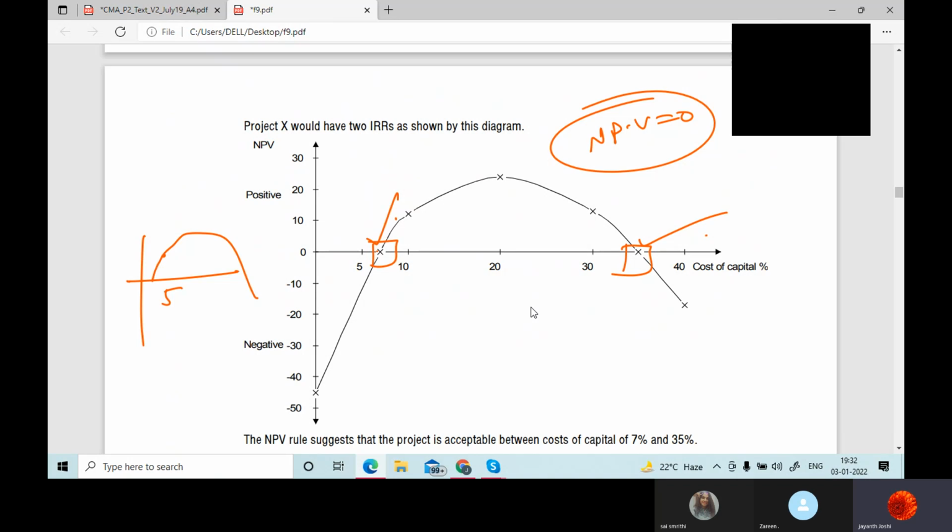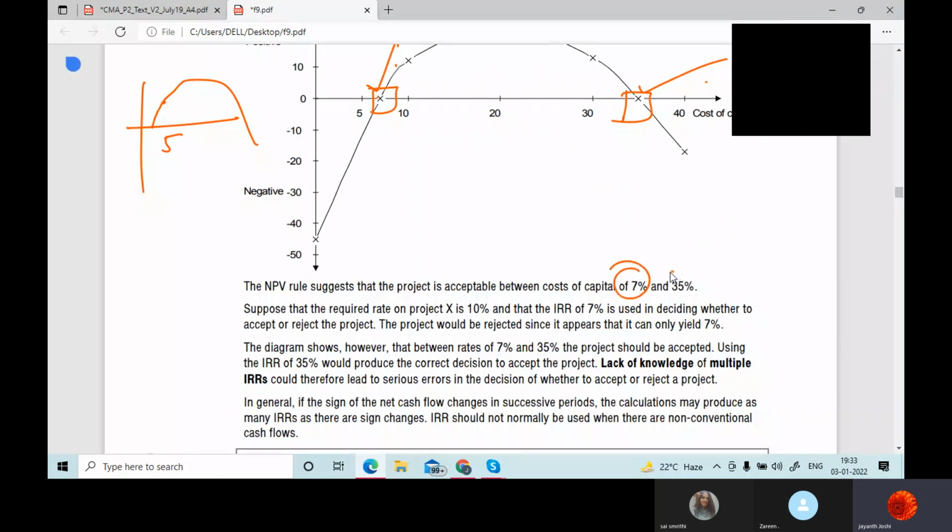Do you think a project which has multiple IRRs can give you decision making confirmation, or can it convince you in your decision making process? Please tell me. That means you will be puzzled about the rate at which you can break even. Am I right? Please tell me yes or no. Yes, sir.